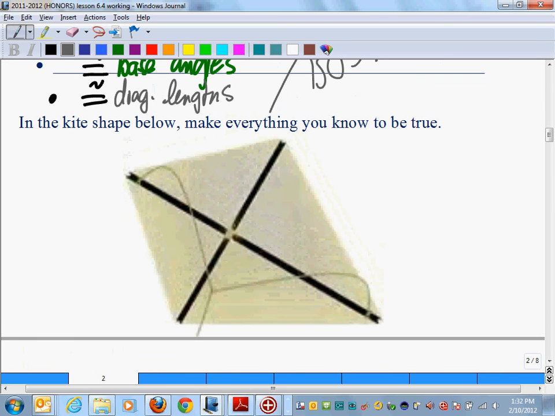Ready? There's some vocabulary you need with the kite. I'm going to mark everything that you know. If I say the word kite, you should start marking this. Most importantly, what kind of angle's in the middle? Right angle. So put your right angles in there.